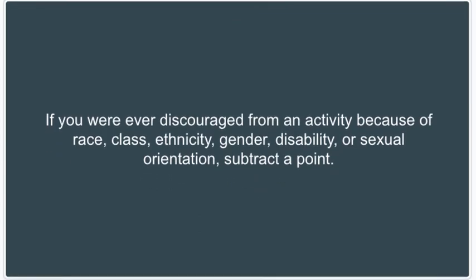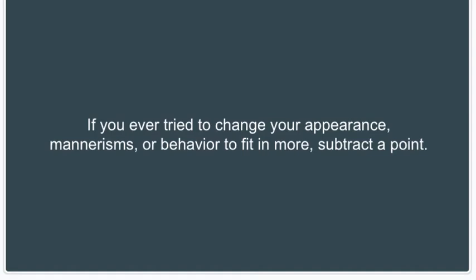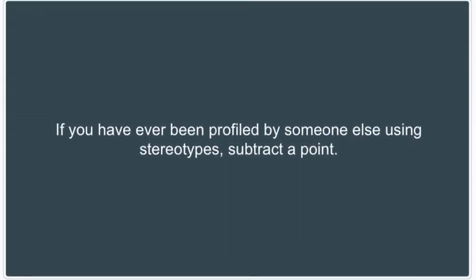If you have a physically visible disability, subtract a point. If you were ever discouraged from an activity because of race, class, ethnicity, gender, disability, or sexual orientation, subtract a point. If you ever tried to change your appearance, mannerism, or behavior to fit in more, subtract a point. If you have ever been profiled by someone else using stereotypes, subtract a point.